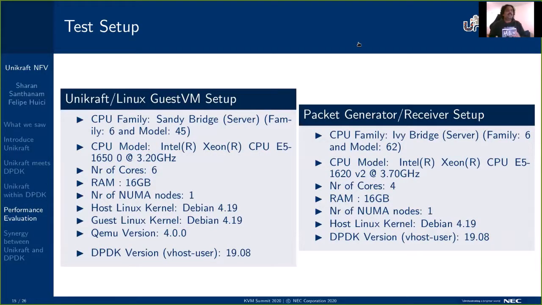And finally, we talk about the performance evaluations. Here we used two systems. One was the packet generator and receiver, and the other system is the one which runs the Linux VM or a Unikraft VM. It is a Sandy Bridge server with 6 cores on it. And we were using DPDK 19.08, QEMU version 4, and the host kernel and the guest kernel were 4.19.